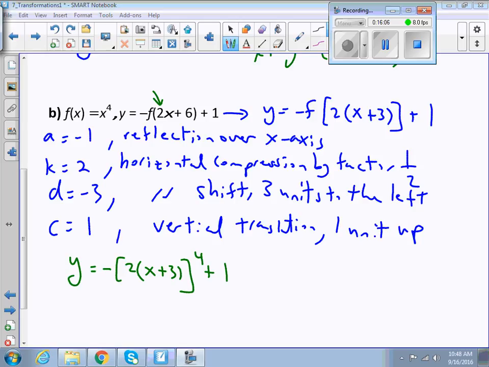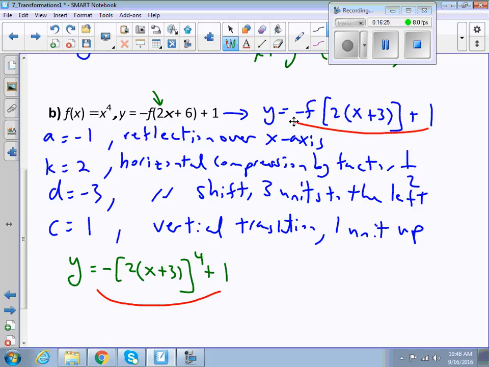All right, so the A value is -1, K is 2, D is -3, and C is 1. You can see the factor of the 2 here, and that would affect my final function the way you can see it. Okay, so check your work there.